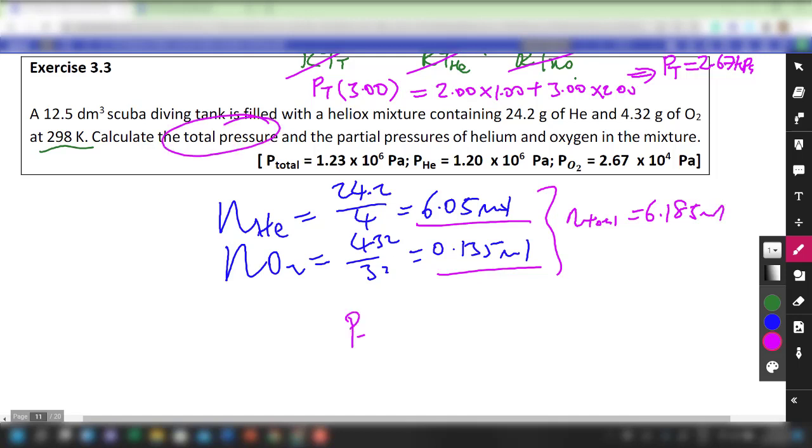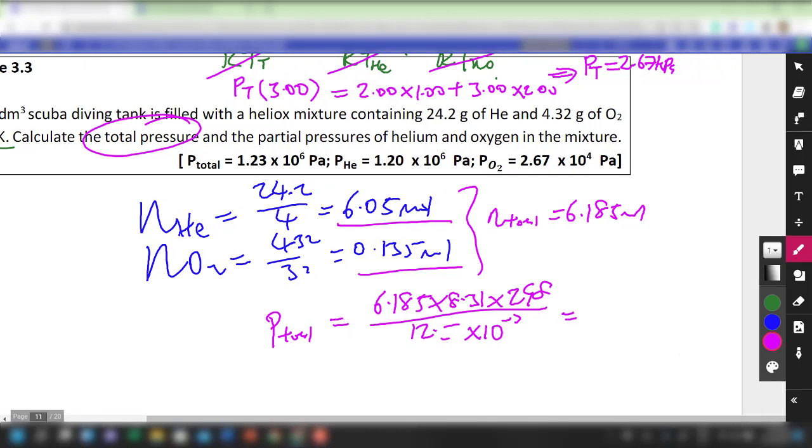So we'll try to calculate the total pressure first. The total pressure equals 6.185 multiplied by 8.31 multiplied by the thermodynamic temperature 298, divided by the volume, which is 12.5 dm cube. If you do a quick calculation, punch your calculators, you should be able to get 1.23 times 10 to the power 6 Pascal.